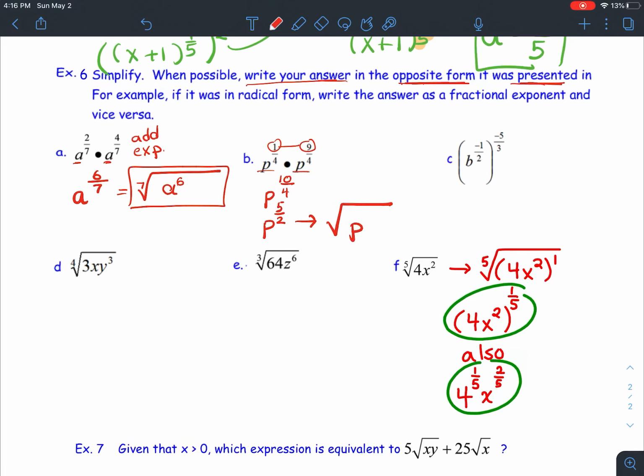And then I'm going to write this as a radical. I could leave it just like this, the square root of p to the 5th. Also, if you put a 2 here in the index, that would be fine as well. Okay, now this is a different rule here in example 3.